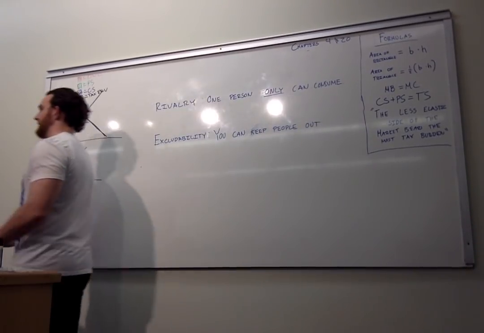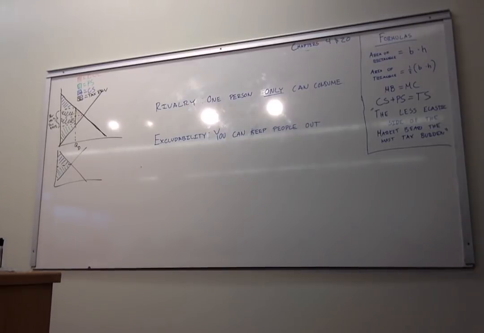So those are just some very concise definitions. Rivalry, only one person can consume. Excludability, you can keep people out, right? You can keep people from using the product or the service. And then non-rivalry and non-excludability are the same things, but just opposite.